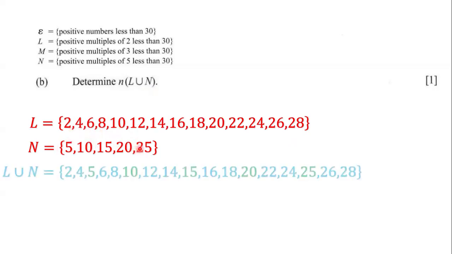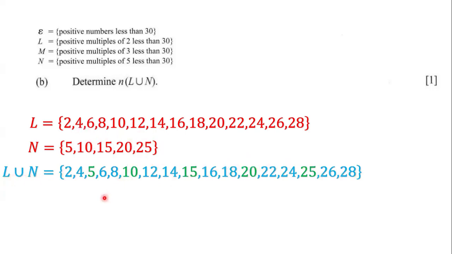So that means that the union would be 2, 4, 5, 6, 8, 10, 12, 14, 15, 16, 18, 20, 22, 24, 25, 26, and 27. So the union of L and N is this set. It contains all of the elements in L and all of the elements in N combined, but no repeats.